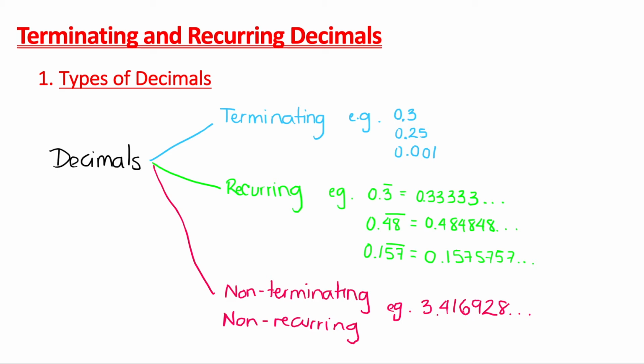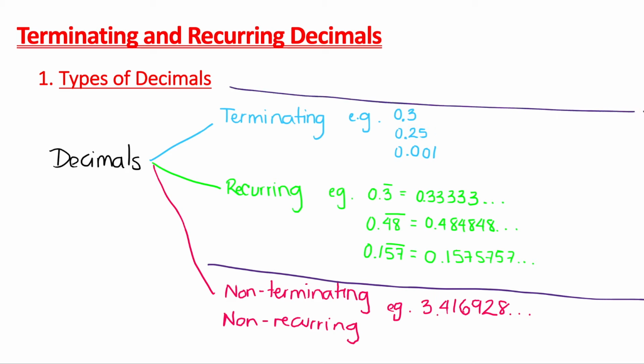So going back to the first lesson, when we talked about the family of numbers, these two types, the recurring and the terminating decimals, this bit here, are rational numbers. Why? Because they can be written as a fraction. Let's remember that rational numbers are all numbers that can be written as a fraction, so in the form of a over b.